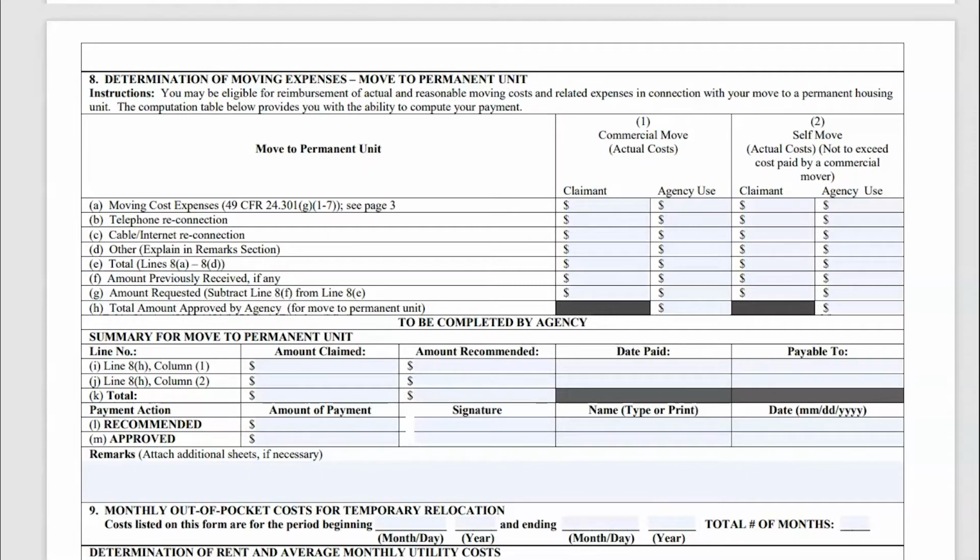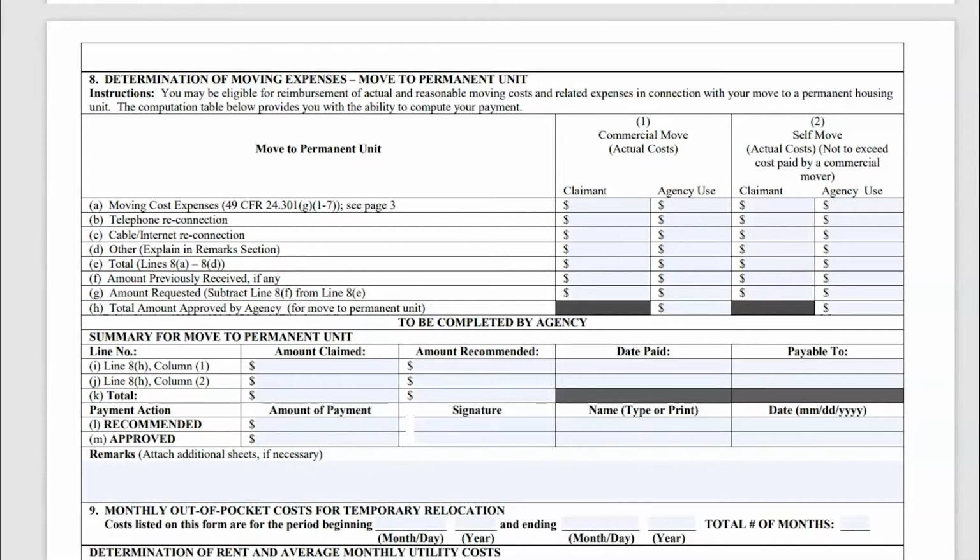The computation table includes 2 columns for actual costs incurred. Actual costs for 1. Commercial move, and 2. Self-move. For our example, the claimants used a commercial company to move, so they input their costs into the commercial move column.